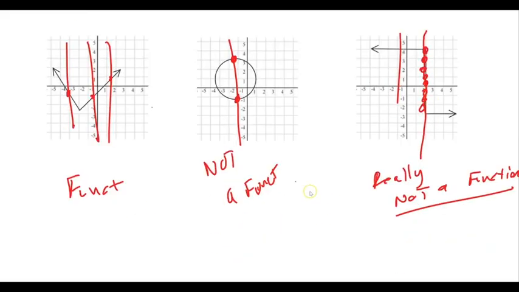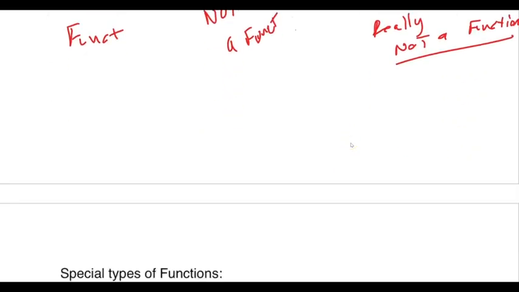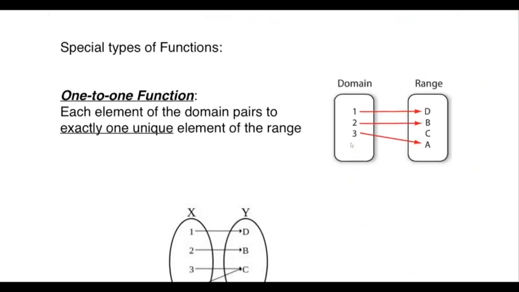Now that we know what a function is, let's talk about some special types of functions. 2 in particular. The first one's called a one-to-one function. And this is exactly what it sounds like. The definition is each element of the domain pairs to exactly one element of the range. In this case, both the x and y values are unique. Nowhere do we have 2 of the same. 1 goes to D, 2 goes to B, 3 goes to C.